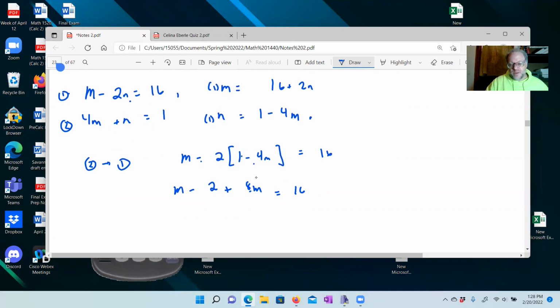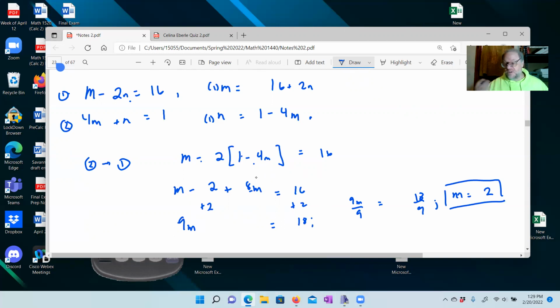So 8m plus 1m is 9m. We're going to add 2 to both sides. So we have 9m equals 18, and then divide both sides by 9. So we have 9m because we're 9 times m here. That's what that means, right? Divided by 9 is equal to 18 divided by 9. And like a very nice math book, good math book, we get a nice integer answer, so there we are.